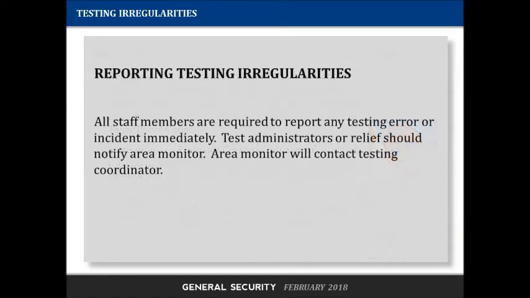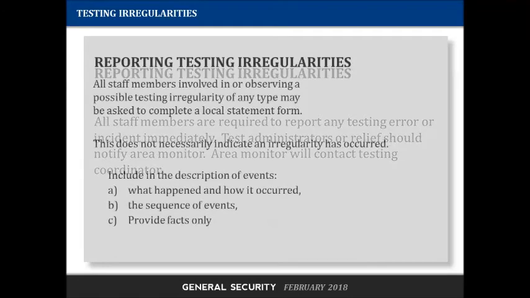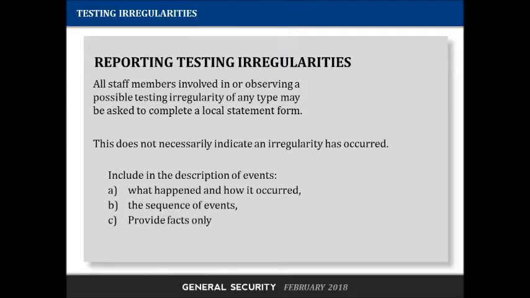All staff members are required to report any testing error or incident immediately. Test administrators or relief should notify the area monitor. Area monitors will contact the campus testing coordinator. All staff members involved in or observing a possible testing irregularity of any type may be asked to complete a local statement form. This does not necessarily indicate an irregularity has occurred.